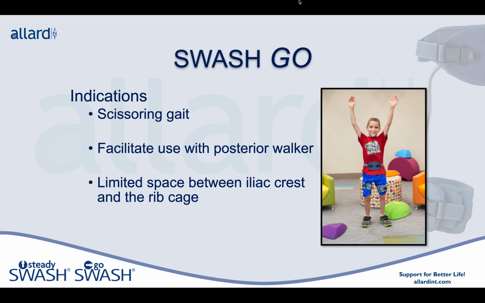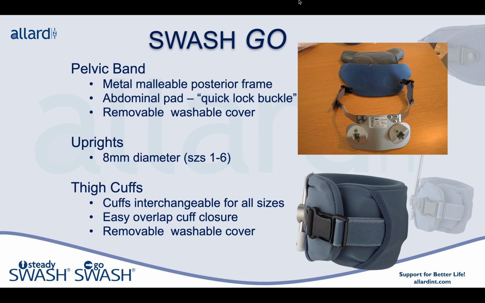Indications for the SWASH Go orthosis would be prevention of scissor gait during ambulation, also to facilitate better gait with the use of the posterior walkers, and when there's limited space between the iliac crest and the rib cage. Features of the SWASH Go orthosis are the pelvic band has a malleable metal posterior frame, the abdominal pad has the quick lock buckles, and the cover is removable and washable.